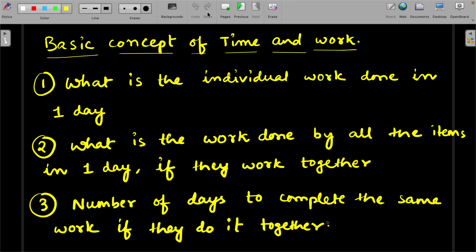And the second question is, what is the work done by all the items in one day if they work together? And the final question is, the number of days to complete the same work if they do it together. So if we find answers to these three questions, then we are okay with solving almost any kind of problem in time and work. So for that, let us consider an example.